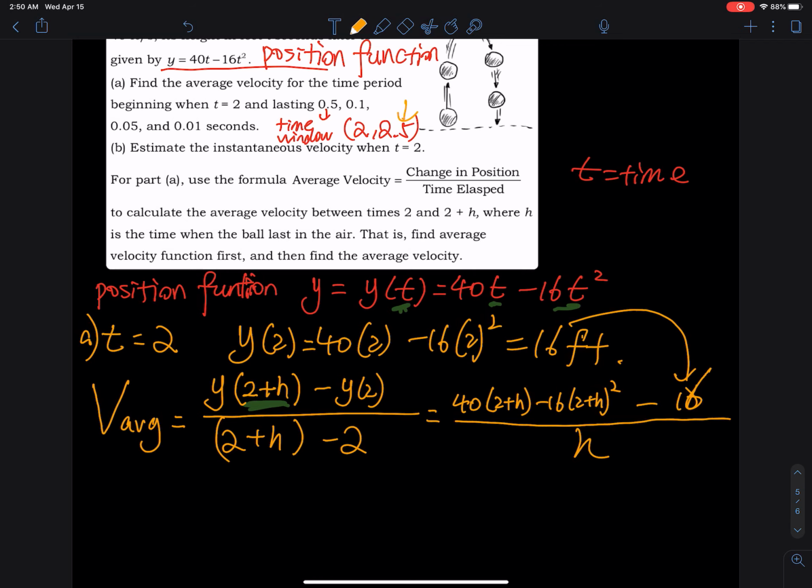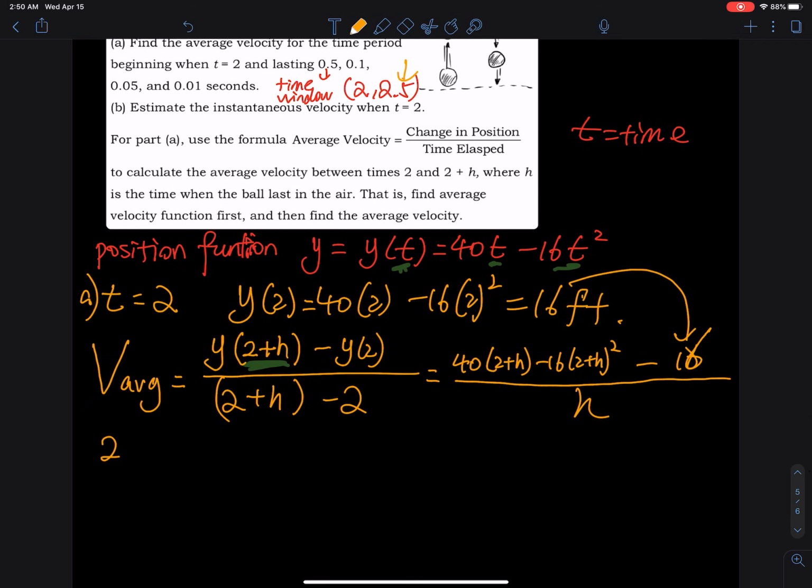We need 2 points. So point 1 is 2 comma y of 2. You plug in 2 to the position function to find the y value. And then point 2, you have 2 plus h, and then y of 2 plus h.